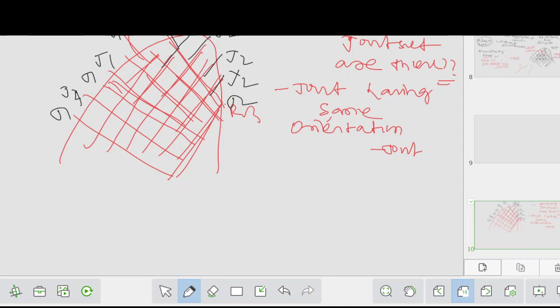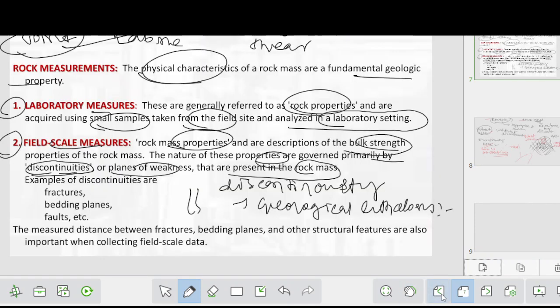These joints are perpendicular to each other, but the thing is the joints have the same orientation. Joint number 1 has the same orientation, dipping to the right, and joint 2 is dipping left. Are you getting my point? What is the exact meaning of joint set?